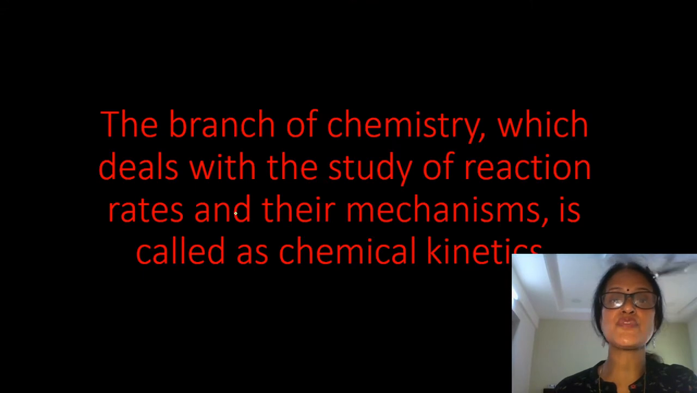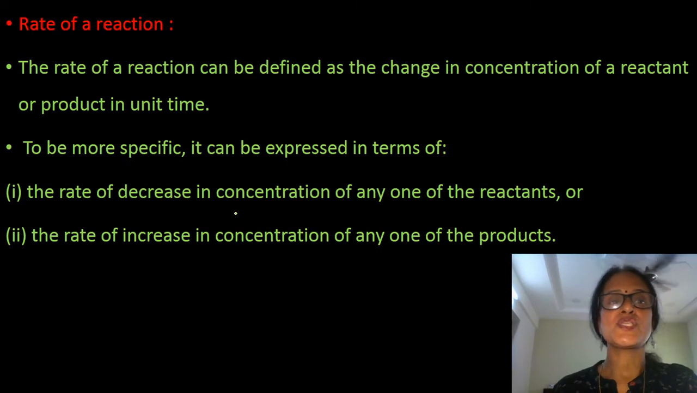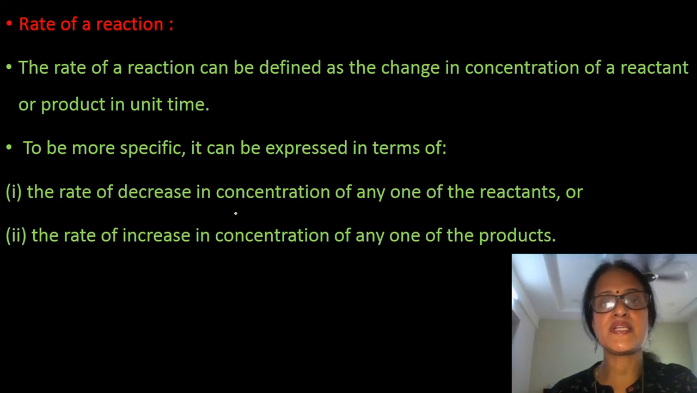Chemical kinetics is the branch of chemistry in which we study the rate or speed at which a chemical reaction occurs and its mechanism. So for the rate of a reaction, I'll do a brief description. The rate of a reaction means the speed of a reaction, means how fast a chemical reaction occurs. When a reaction proceeds, the concentration of reactants decreases and the concentration of products increases. So the rate of a chemical reaction can be expressed in two ways, either in terms of decrease in concentration of any one of the reactants or in terms of increase in concentration of any one of the products.